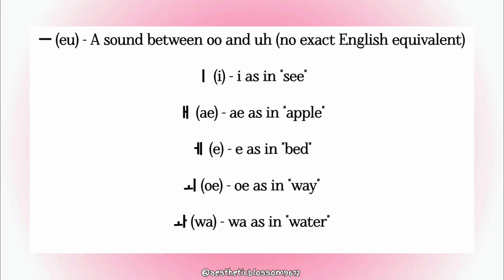EU, a sound between U and no exact English equivalent. I as in see. A as in apple. E as in bed. O as in way. Wa as in water.